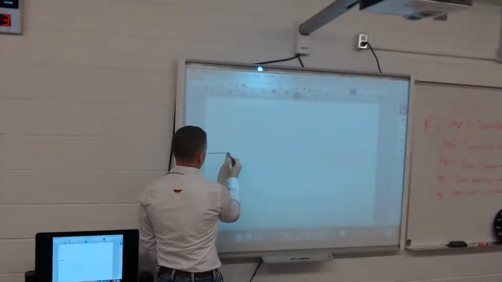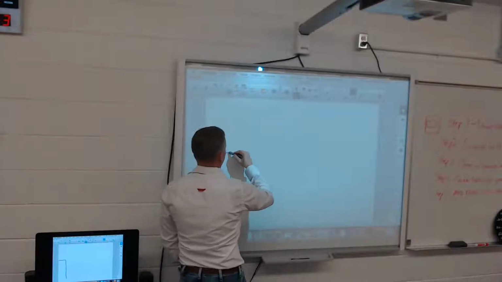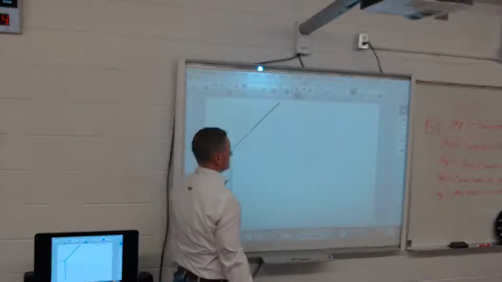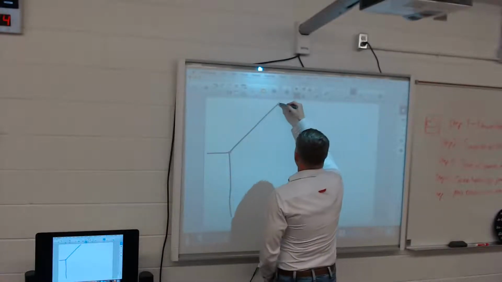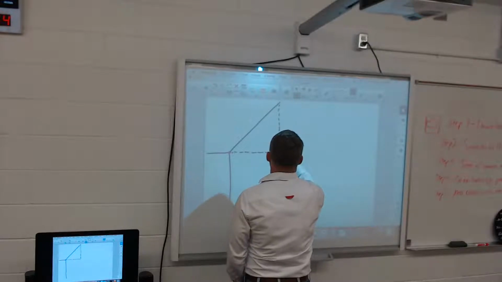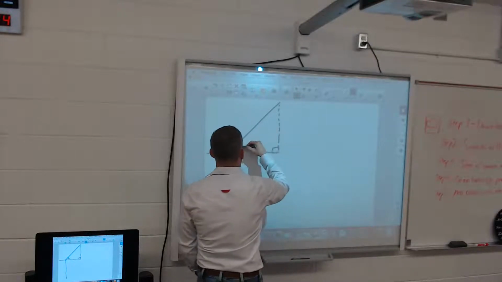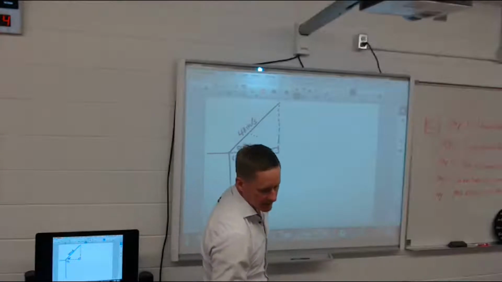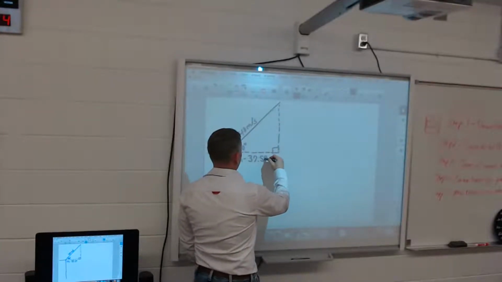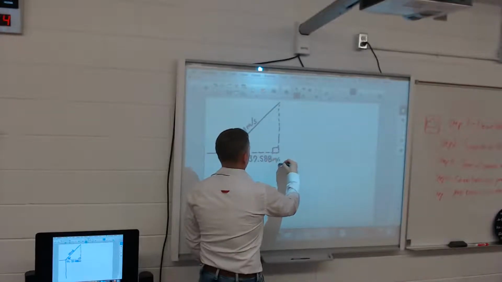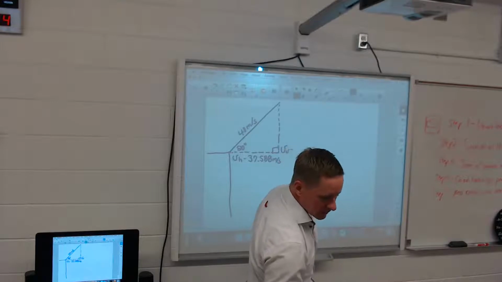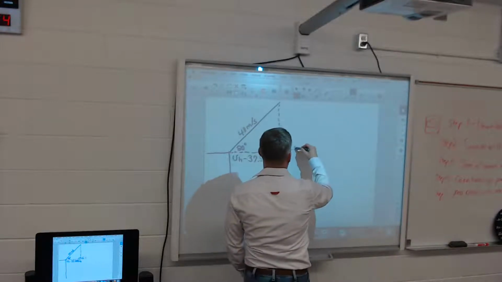So what I'm going to do is draw my cliff as such. My horizontal velocity, I calculated at 37.588. So this is nothing new to us, right? My vertical velocity that it begins going up at was 13.681.